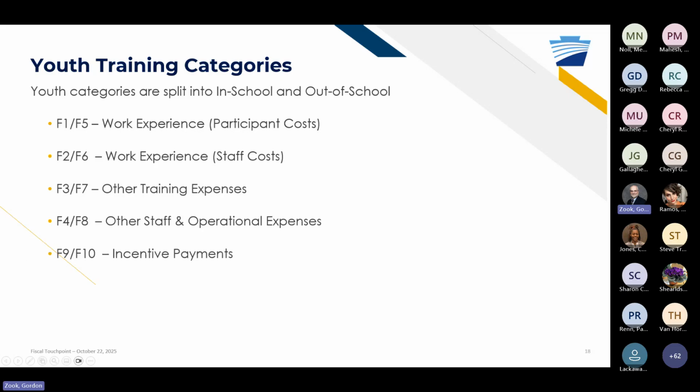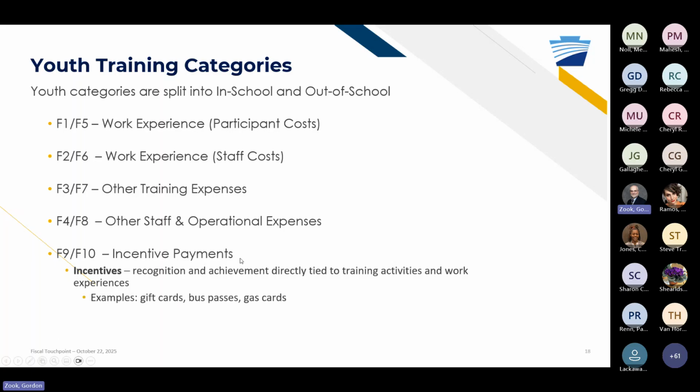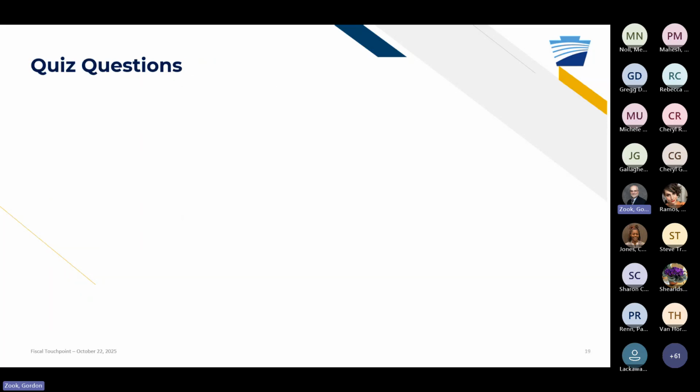F9 and F10 are incentive payments, and incentives are recognition and achievement directly tied to training activities and work experiences, which can include gift cards, bus passes, gas cards. Again, there's got to be a policy for what those are, how people earn them, and how they are distributed. And then finally, there's also F13 and F14, which are indirect costs. Again, that's reported separately for both in-school and out-of-school youth.